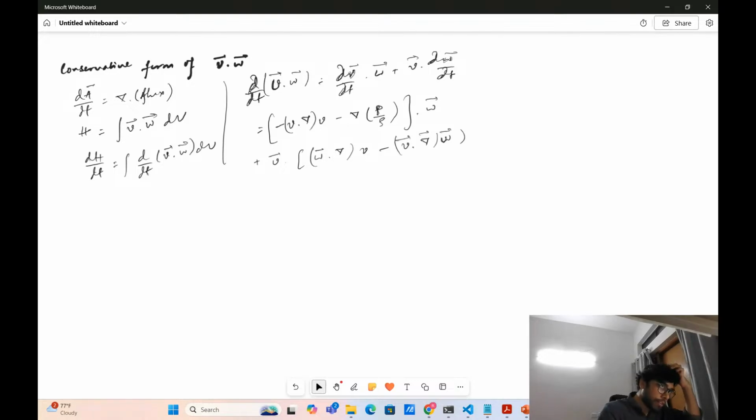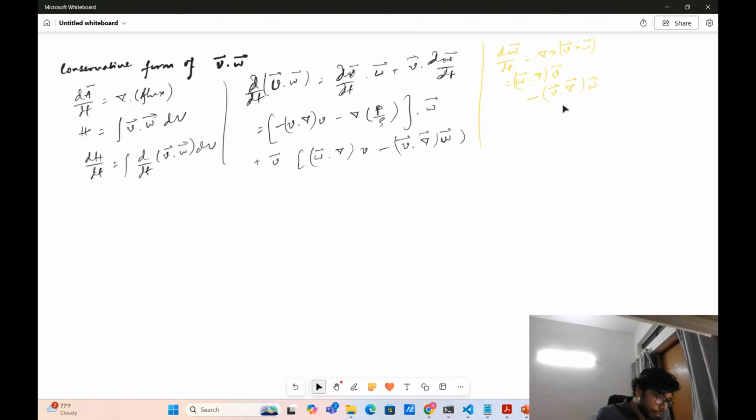If you remember, from the vorticity equation, del omega del T was del cross V cross omega. If you break this term, there is a vector identity. Maybe you can look it up later on, but if you just Google it, you will get this identity. Del cross V cross omega is equal to this.